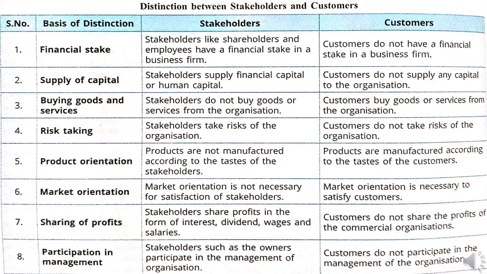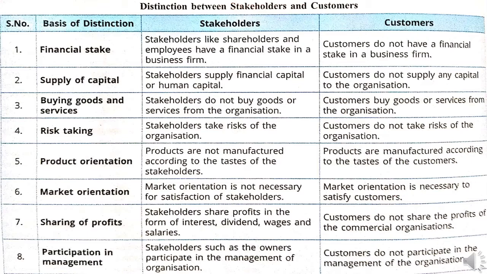Number 2, point of distinction: supply of capital. Stakeholders supply financial capital, or we can also say human capital. Customers do not supply any kind of capital. They do not give any kind of capital to the firm or organization.